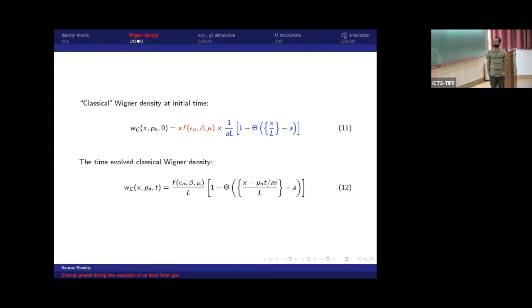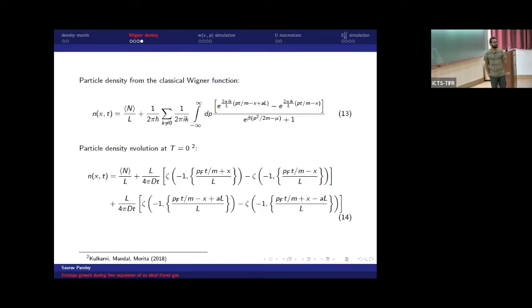And that is very simple to do. You just have to boost this initial profile, and you get the expression in equation 12. This is a much simpler expression compared to the earlier one, and we can do some analytics with it. For instance, we can compute the particle density from this classical Wigner function, which looks like equation 13. One thing to note is that there's a separate steady state part, which is what it finally relaxes to, the uniform density on the circle, n over L. And then there is a time dependent part.